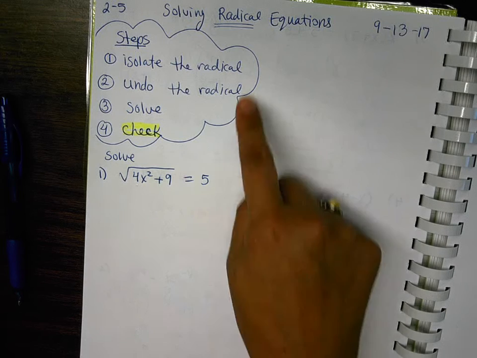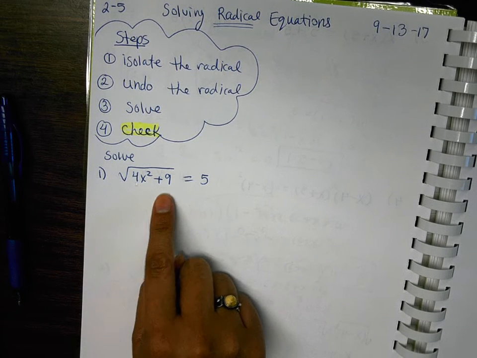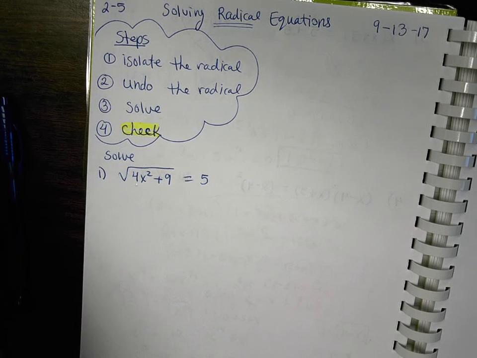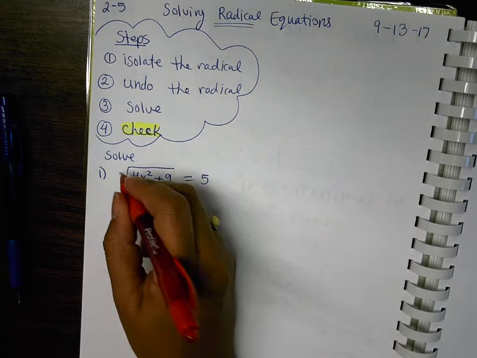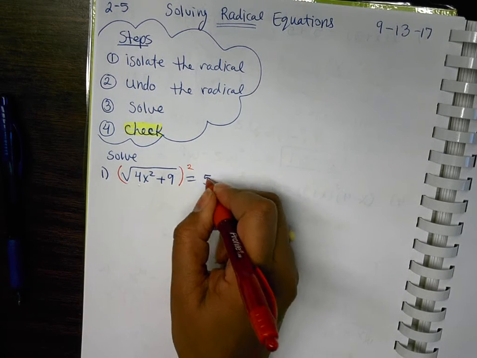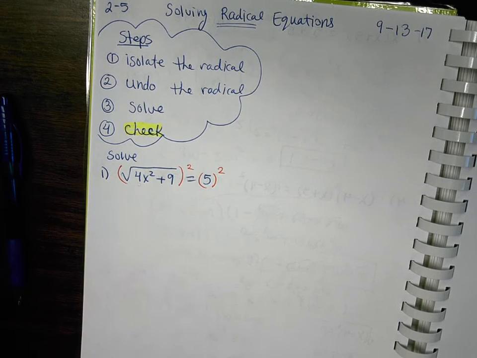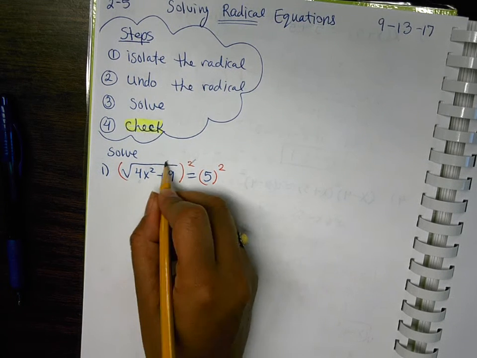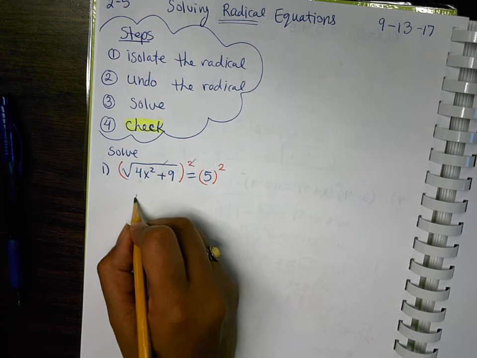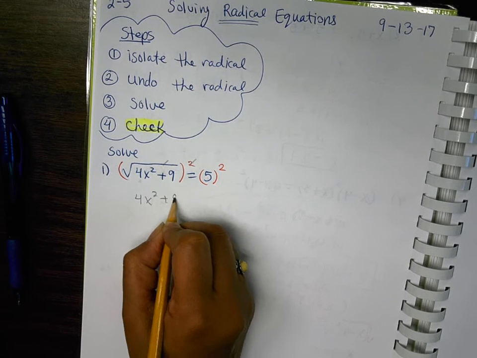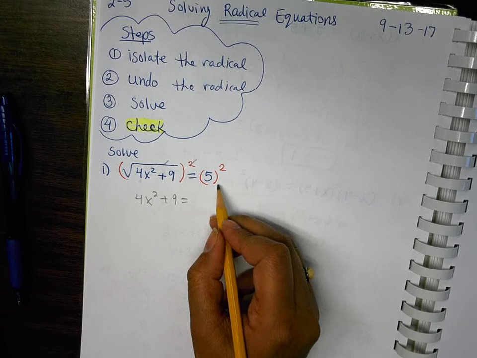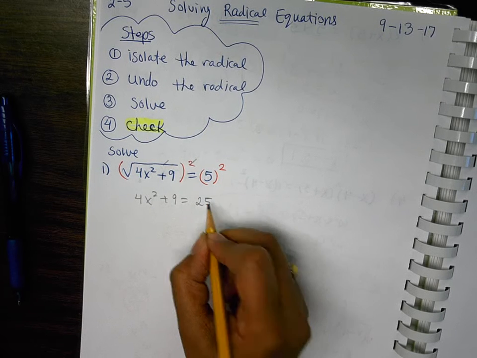All right. Step 1, isolate the radical. Is the radical already isolated? Yes. Step 2 is to undo. What do we raise both sides to? Second power. Now, we don't put plus or minus. You put plus or minus when you square root both sides. I have kids ask that sometimes. They undo each other. They're inverses of each other. 4x squared plus 9 equals 25.